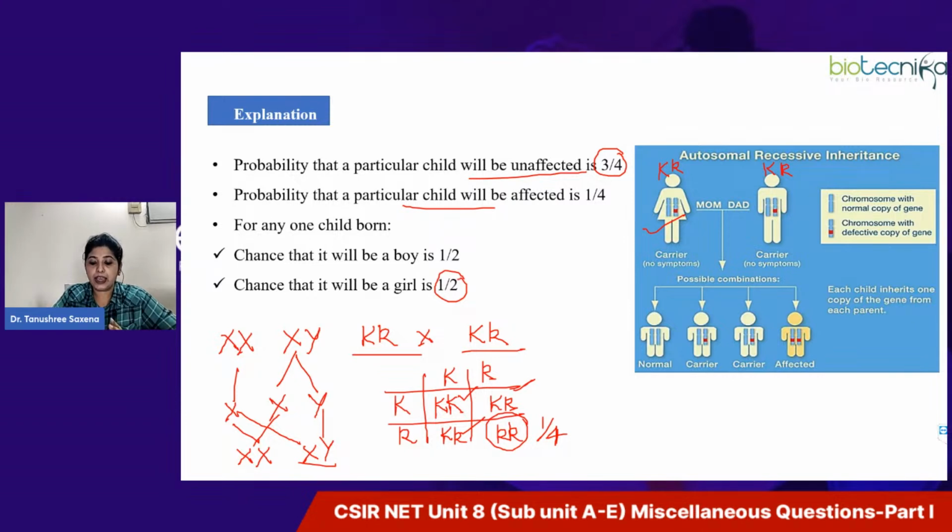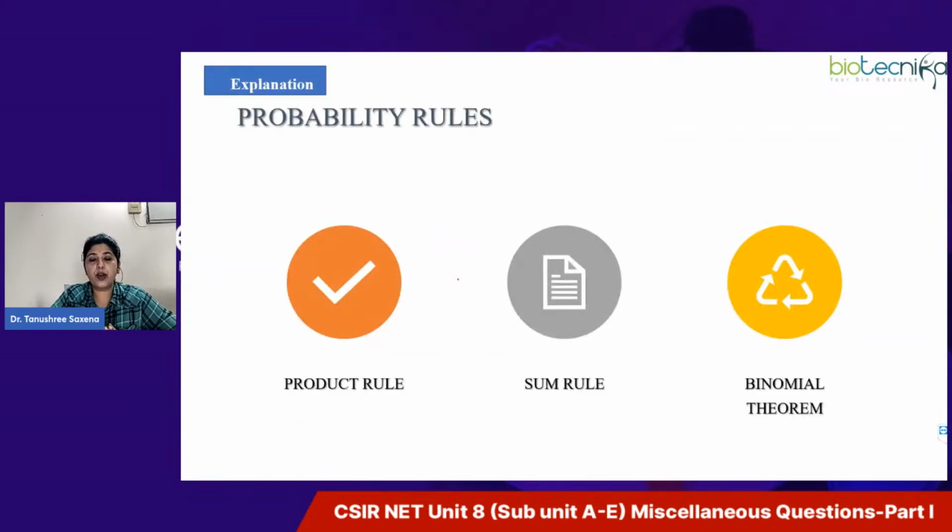The next thing I told you is that you have to find out which rule to use here: product rule, sum rule, or binomial theorem. These are the three main probability rules that we have studied in genetics. And if you remember, I gave you the keywords in the Brahma series session on Mendelian genetics, and even in the class, those attending the regular classes know I always give a keyword so that they can recall the concept faster.